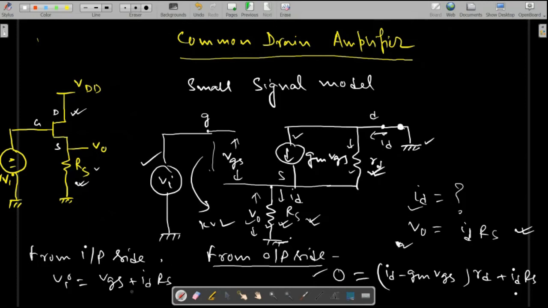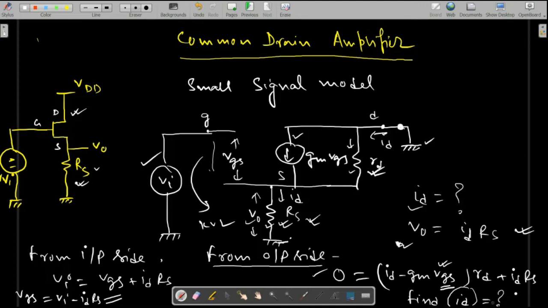So this is our output side. So what to do? This one, you just put the VGS value here. In place of VGS, you put VGS equal to how much? VI minus ID RS. So VGS equals VI minus ID RS. Actually, if you see the derivation of common source and common drain, lots of common things are present. Same equation, similar type of equation. Only we are taking output from a different point. So we just replace VGS using this. Put VGS equal to VI minus ID RS and calculate the value of ID. Okay, so find ID. Tell me what is the value of ID you are getting.